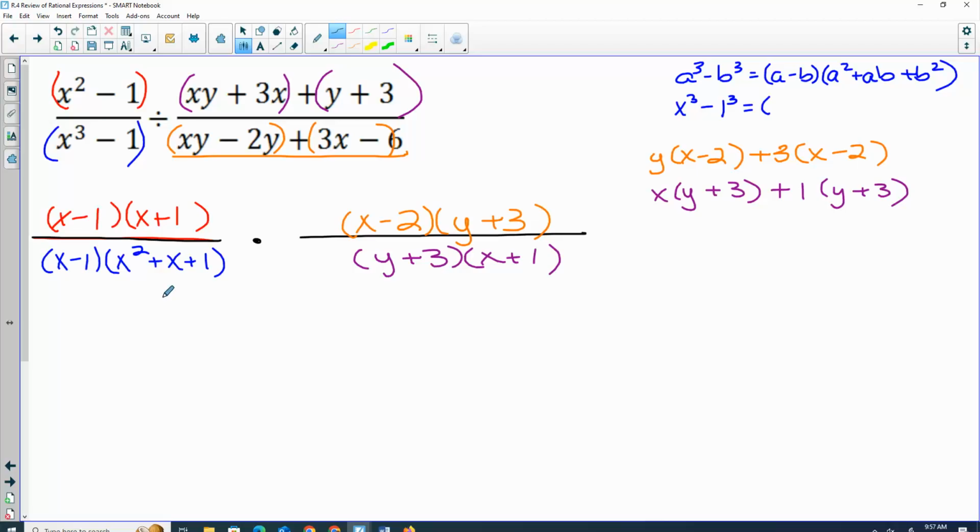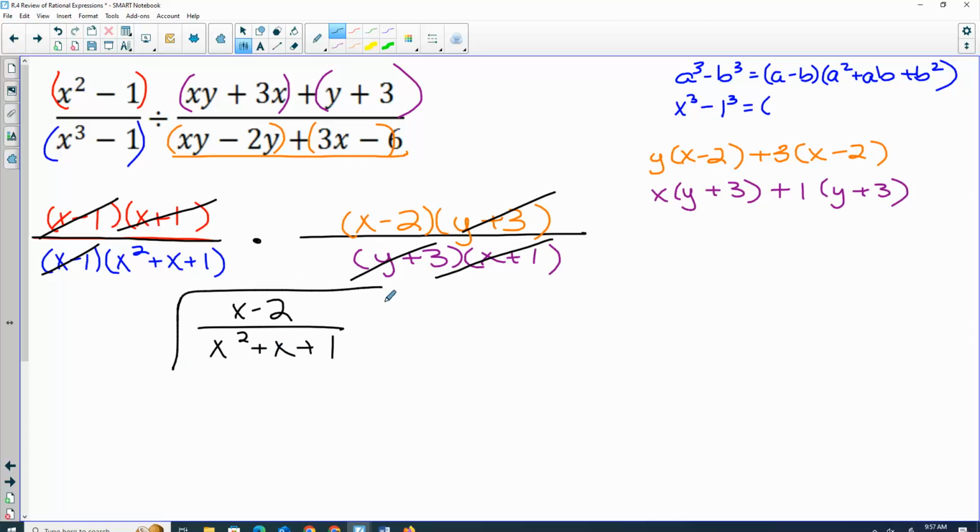Now, we have to cancel anything that shows up on both the numerator and denominator. So this one we have an x minus 1 on top and bottom. Here we have y plus 3 on top and bottom. And remember, it could be in different fractions as well. We have an x plus 1 in this one, and on the bottom over here. So all we are left with is x minus 2 over x squared plus x plus 1. That was from Friday. Remember, factor, reduce what you can. Any questions there?